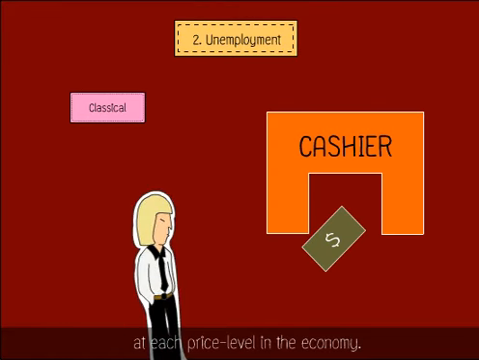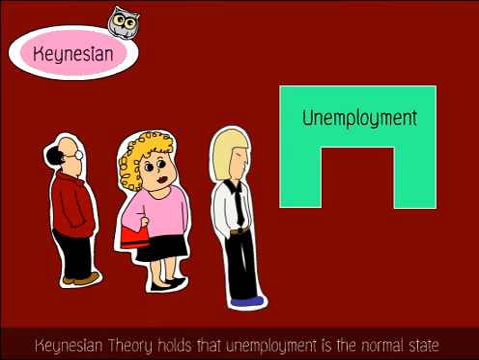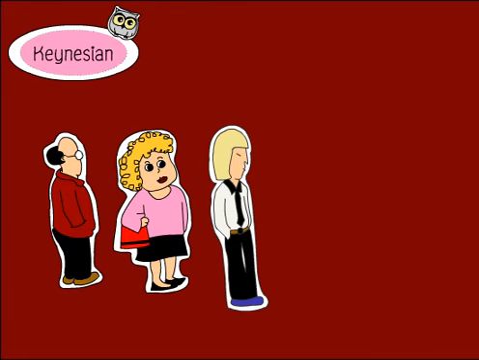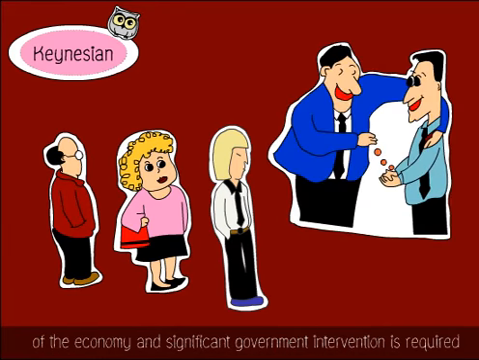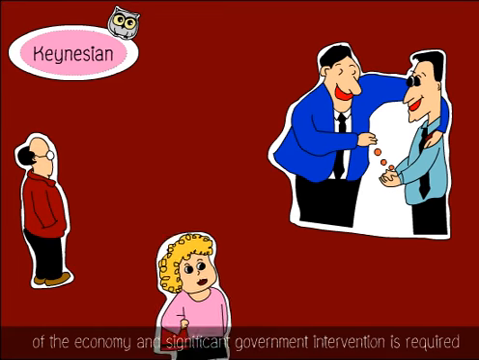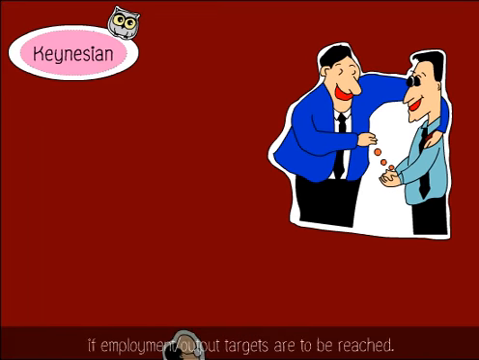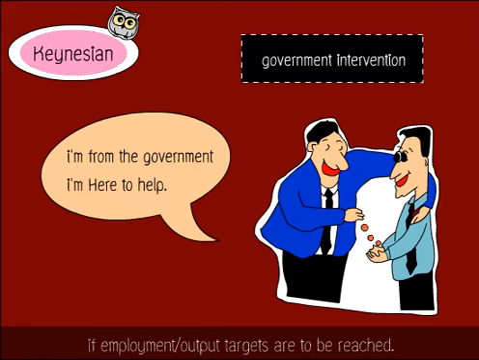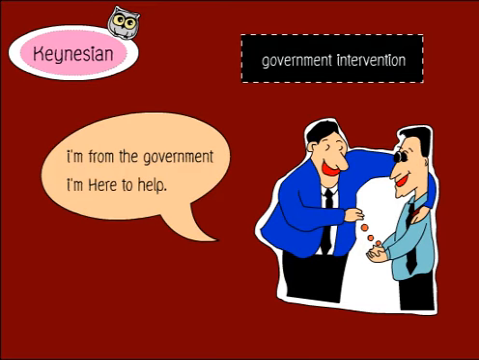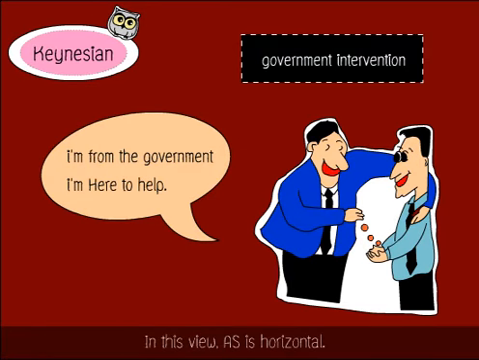Keynesian theory holds that unemployment is the normal state of the economy, and significant government intervention is required if employment and output targets are to be reached. In this view, AS is horizontal.